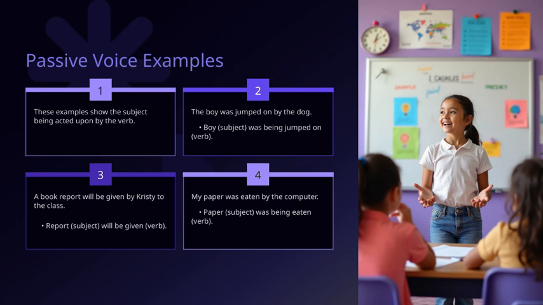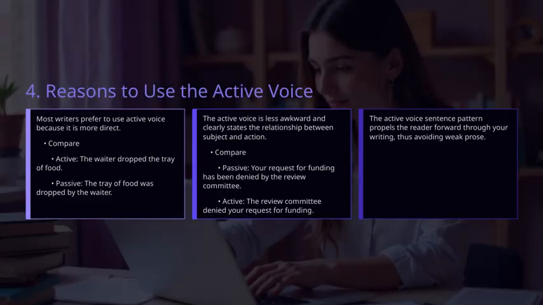This can be useful in certain contexts, especially when the doer is unknown or less important than the action itself. Understanding this helps us see how passive voice can impact the clarity and tone of our writing, which ties back to our overall theme of effective communication. Let's talk about why most writers prefer to use the active voice.